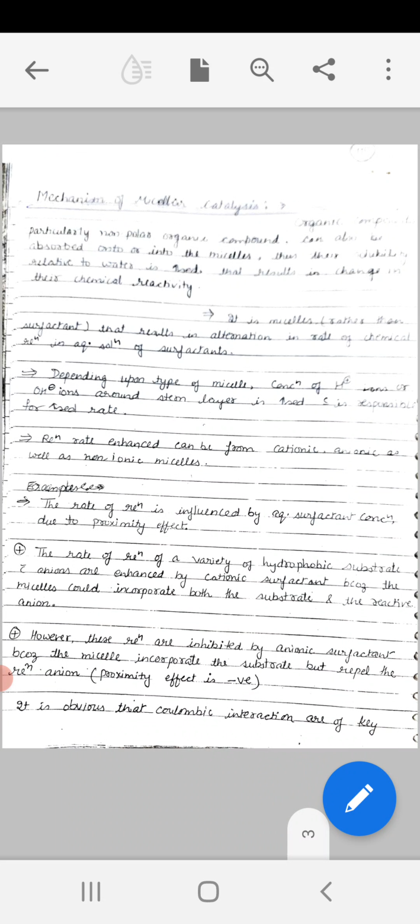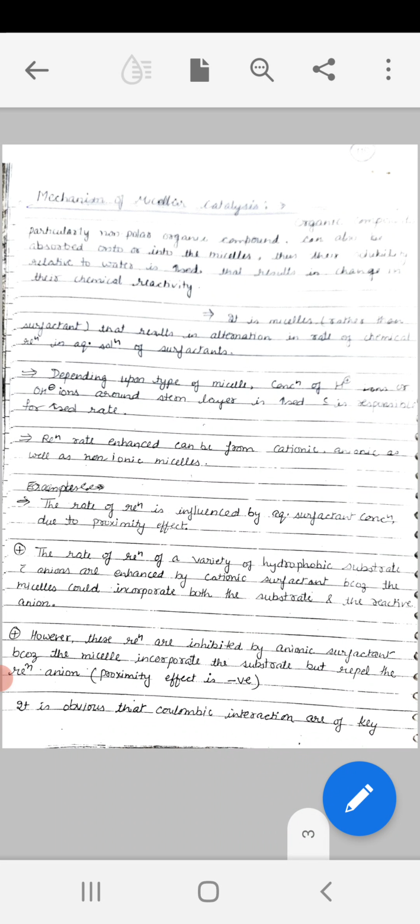But again, I am reading. Depending upon the type of micelle, some people say micelle, some say micelle, both are correct. The concentration of H ions or OH ions around the Stern layer is increased, which is responsible for increasing the rate. Reaction rate can be enhanced by cationic, anionic, as well as non-ionic micelles. The rate of reaction is influenced by the surfactant concentration due to the proximity effect.